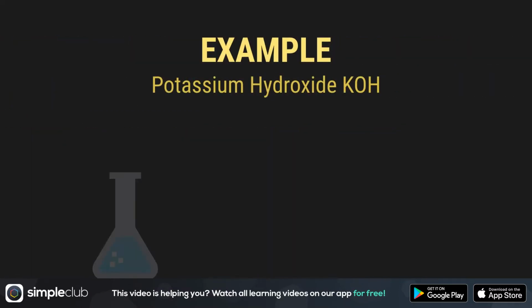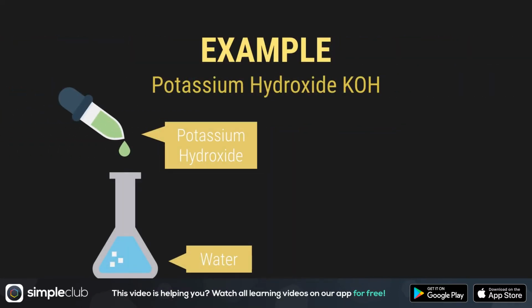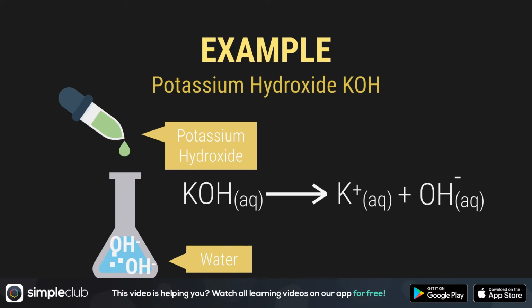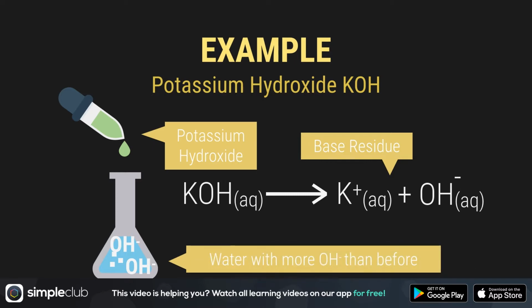For this, we're gonna take the example of potassium hydroxide or KOH and dissolve it in water again. KOH reacts in water, dissolving into potassium ions, that's your positive base residue, and hydroxide ions. The concentration of hydroxide ions in the water will also be increased by adding the potassium hydroxide. Okay, so Arrhenius bases form additional hydroxide ions and positively charged base residues. Okay, so far so good.